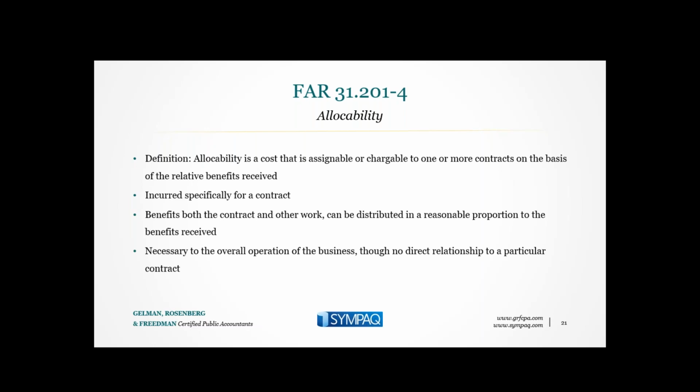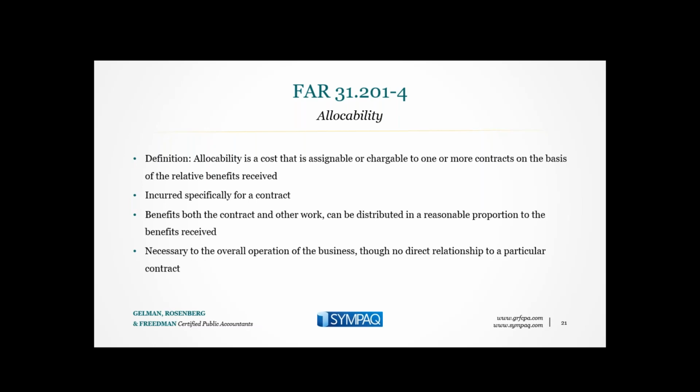Allocability is a criteria for allowability, and allocability is a cost that is assigned or chargeable to one or more contracts on a basis of relative benefits received. It can be incurred specifically for a contract, like direct labor or direct material. It could benefit both the contract and other work, like overhead cost. And overhead cost is distributed in a reasonable proportion to the benefits received, for example, via direct labor dollars, machine hours, direct labor hours, etc.